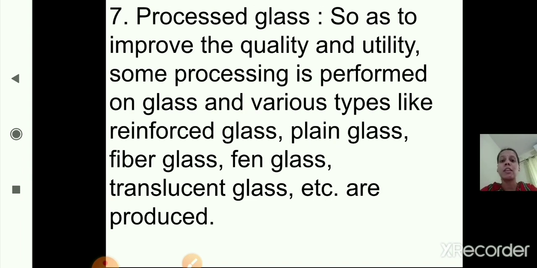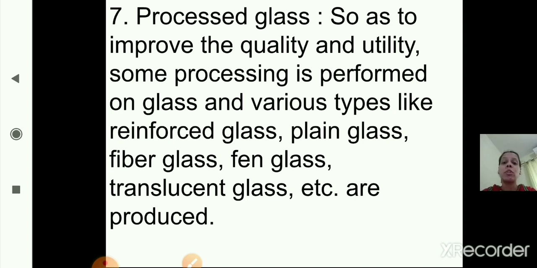Now the seventh one is processed glass. So as to improve the quality and utility, utility means usefulness, some processing is performed on glass, and various types like reinforced glass, plain glass, fiberglass, pane glass, translucent glass, etc. are produced.